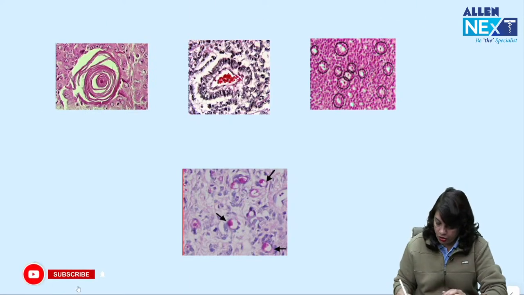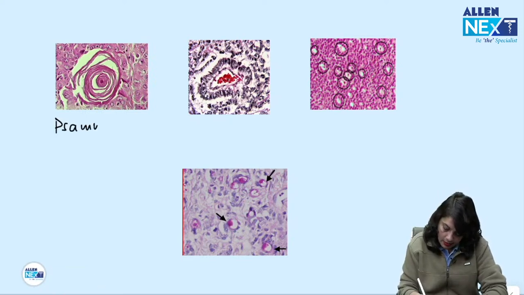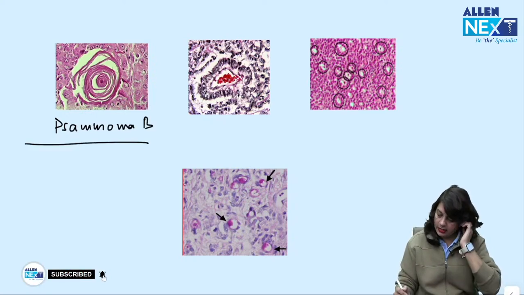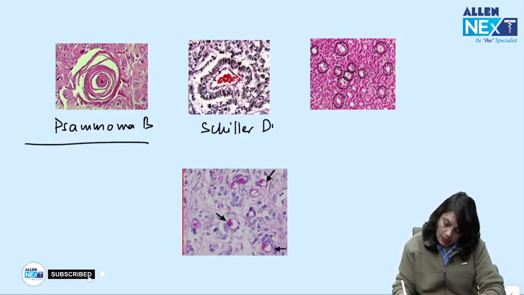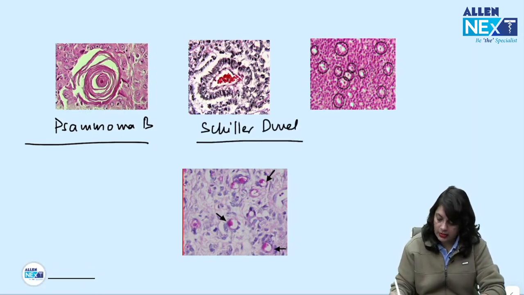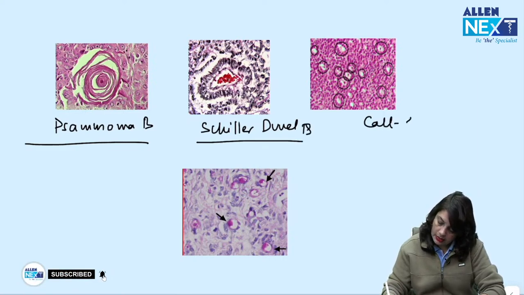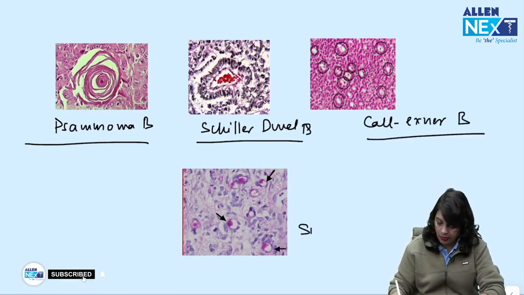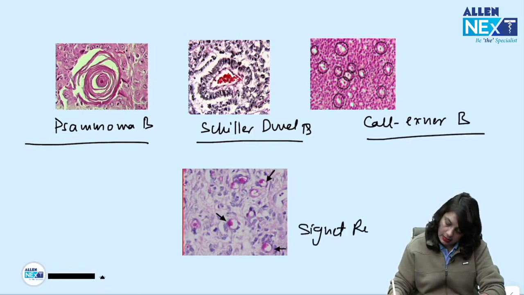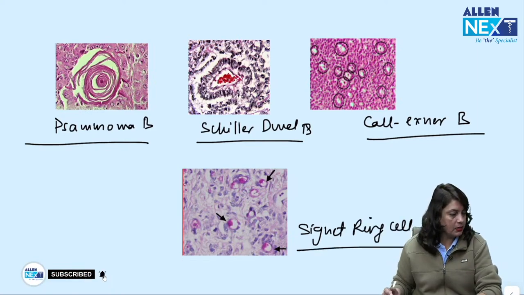Okay. So, histopathological slides. This is psammoma bodies seen in serous tumors. This is Schiller Duval bodies seen in yolk sac tumor. This is Call-Exner bodies seen in granulosa cell tumor. This is signet ring cell seen in Krukenberg's tumor.